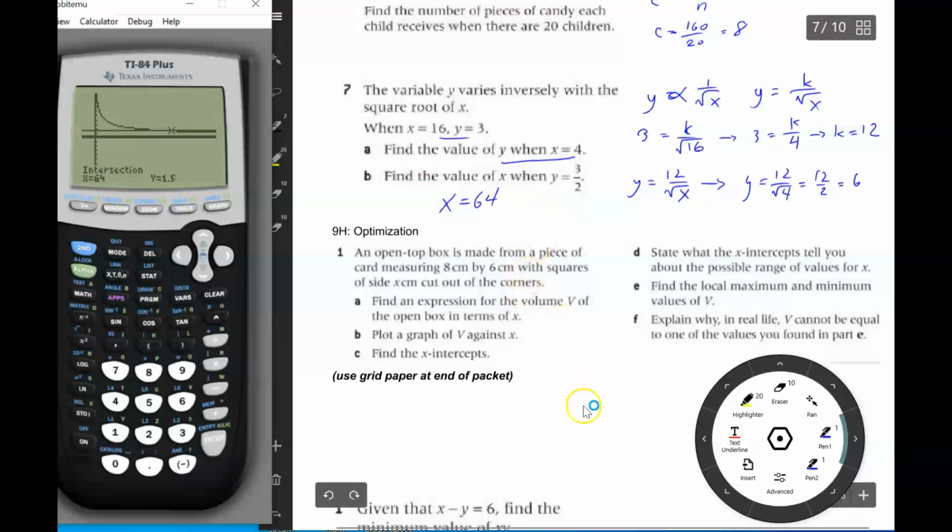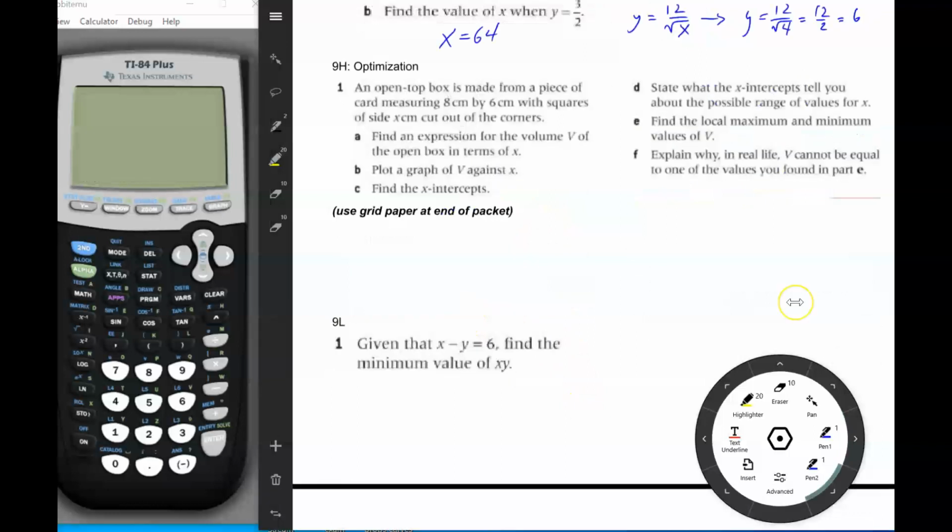Okay? 9H, optimization. An open top box is made from a piece of card measuring 8 by 6 with squares of side x centimeters cut out of the corners. Find an expression for the volume V of the open box in terms of x. Plot a graph of V against x. Find the x-intercepts. Find the local maximum and minimum values of V.